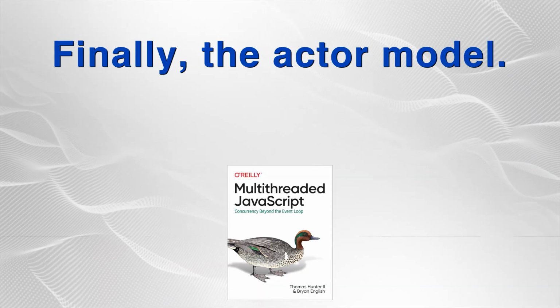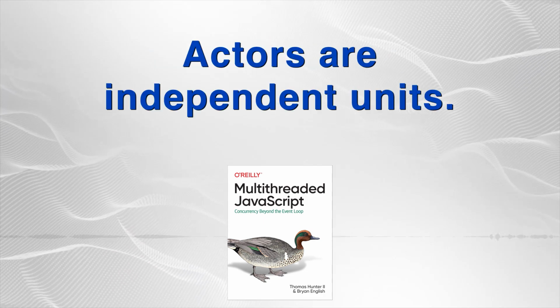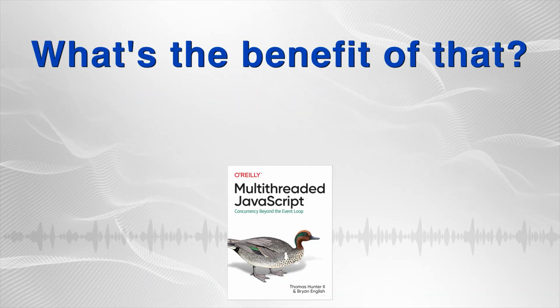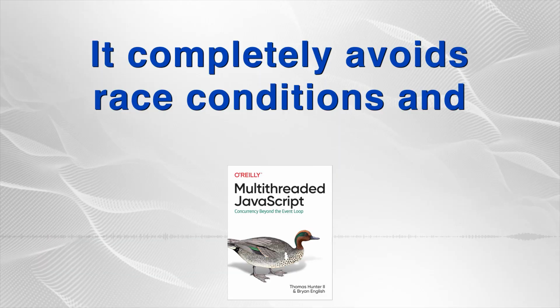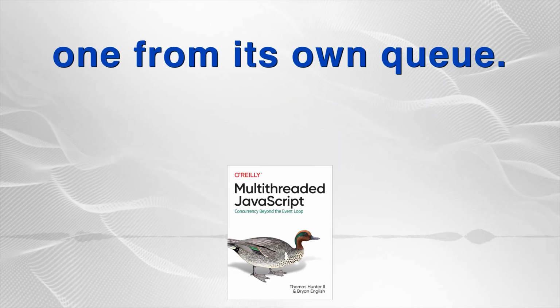Makes sense. Finally, the actor model. How is that different? Very different. Actors are independent units. They communicate only through messages. They do not share memory at all. What's the benefit of that? It completely avoids race conditions and deadlocks by design. Each actor processes messages one by one from its own queue.